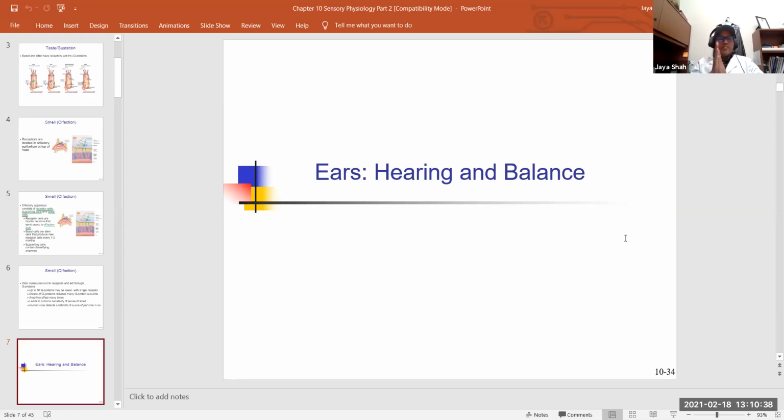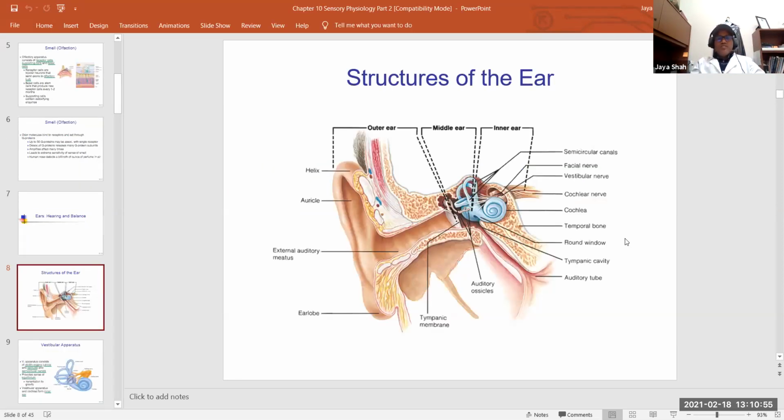Now let's talk about hearing and balance. Okay. So the ear has two functions. You can hear with your ear and you can balance your body. Which part of the ear balances and which part of the ear hears? We're going to talk about that. Before we go to the hearing part or balance part, let's talk about the structure of the ear. Here you can see all the structure names. So the whole ear can be divided into three parts: outer ear, middle ear, and inner ear.